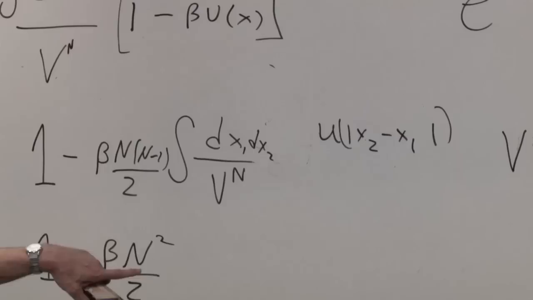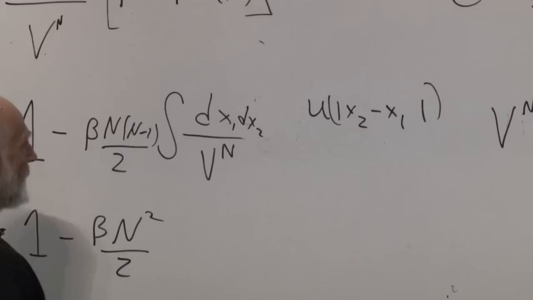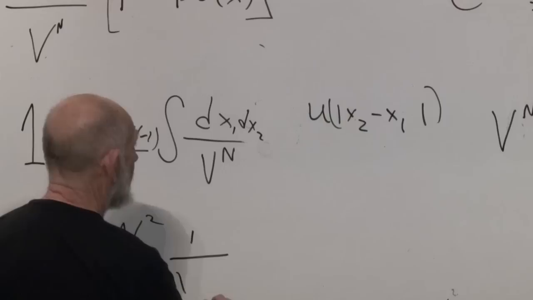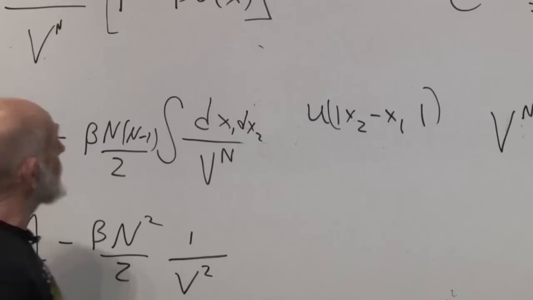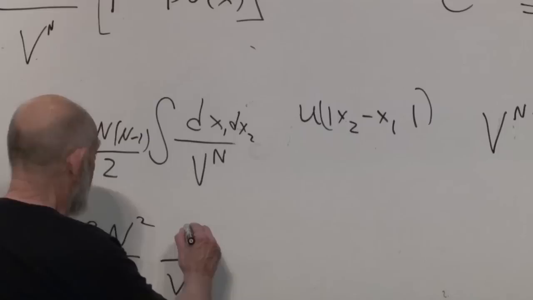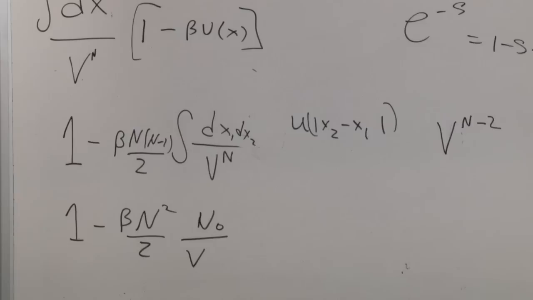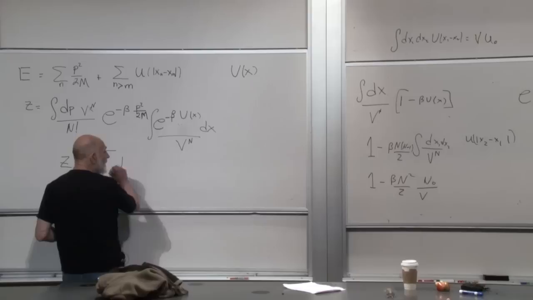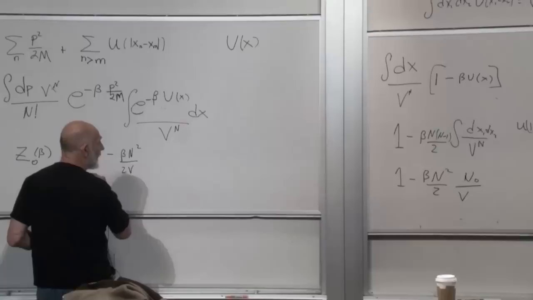That's good. Now we have v to the n minus 2 over v to the n. That's 1 over v squared, right? And then we have this integral. This integral gives us another power of volume upstairs. So it becomes volume times u0. So now we have the partition function. The partition function is equal to the partition function of the free gas without interactions times this factor, which is 1 minus beta n squared over 2 divided by the volume times u naught.